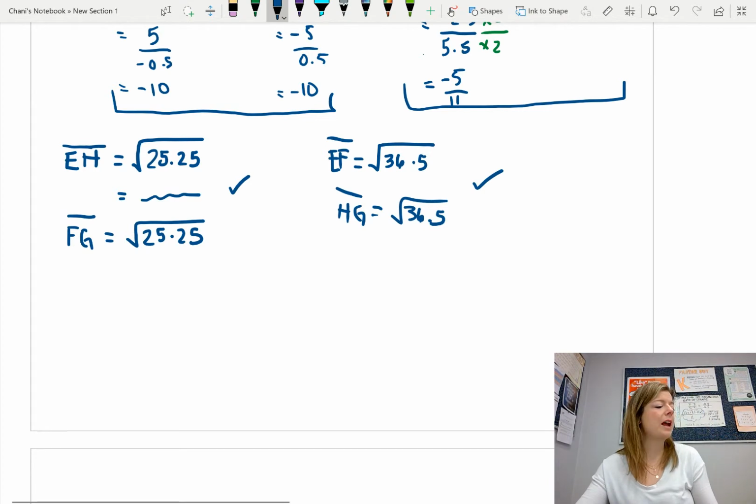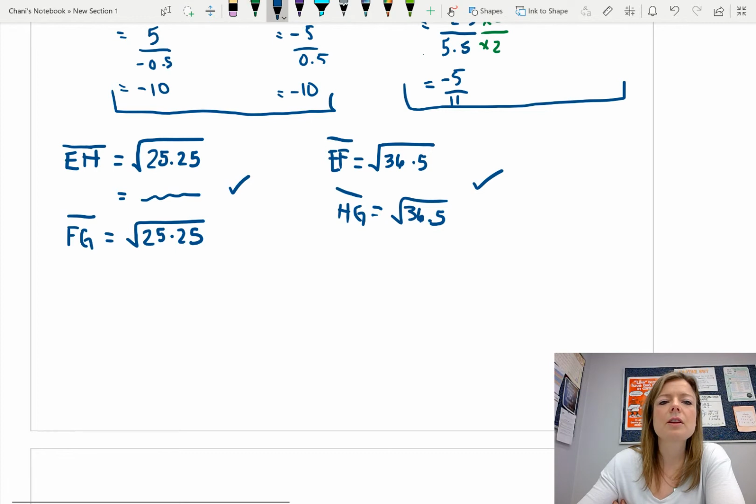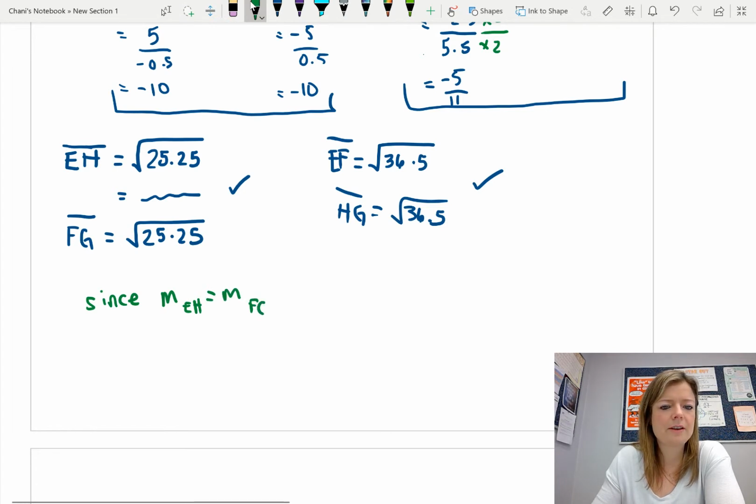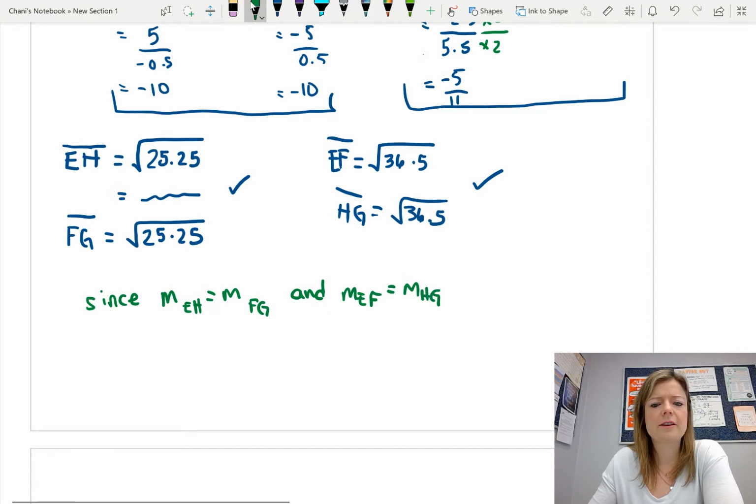Okay, so now that you've done all that mathematical work, and I know it's a lot of calculations, what's important is your final sentence. So we will say, since the slope of EH equals the slope of FG, and the slope of EF equals the slope of HG, comma, opposite sides are parallel.